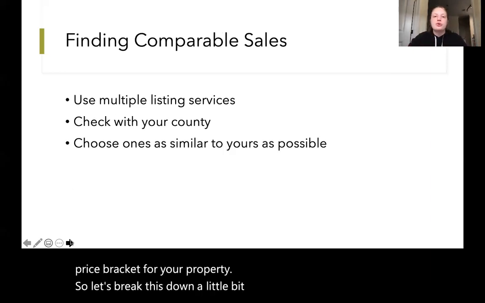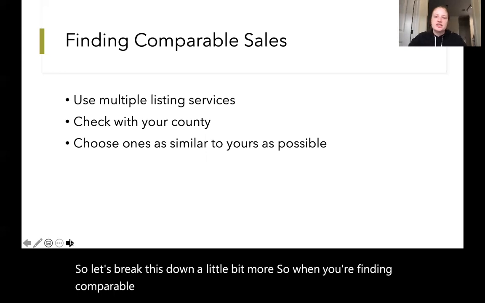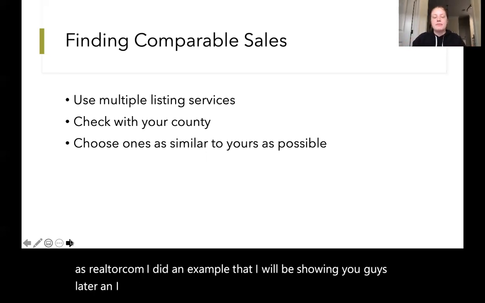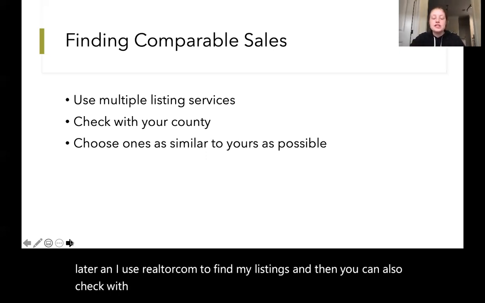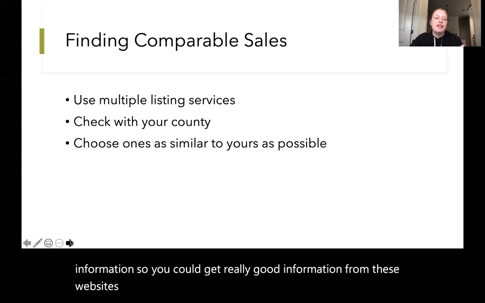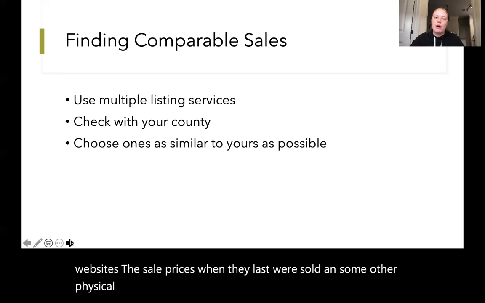So when you're finding comparable properties, you can use multiple listing services such as realtor.com. I did an example that I will be showing you guys later, and I used realtor.com to find my listings. And then you can also check with your county. Some counties will make public sale information available, so you could get really good information from these websites: the sale prices, when the properties were last sold, and some other physical characteristic information for these properties.